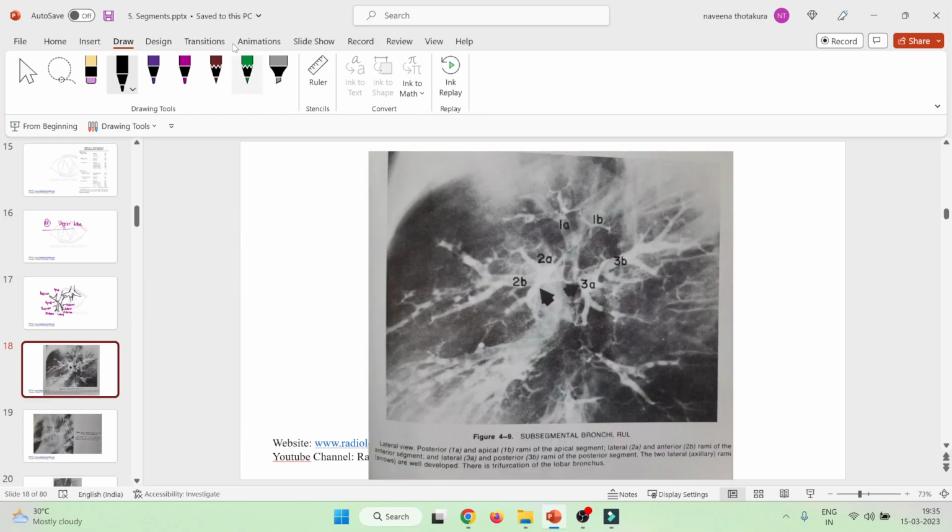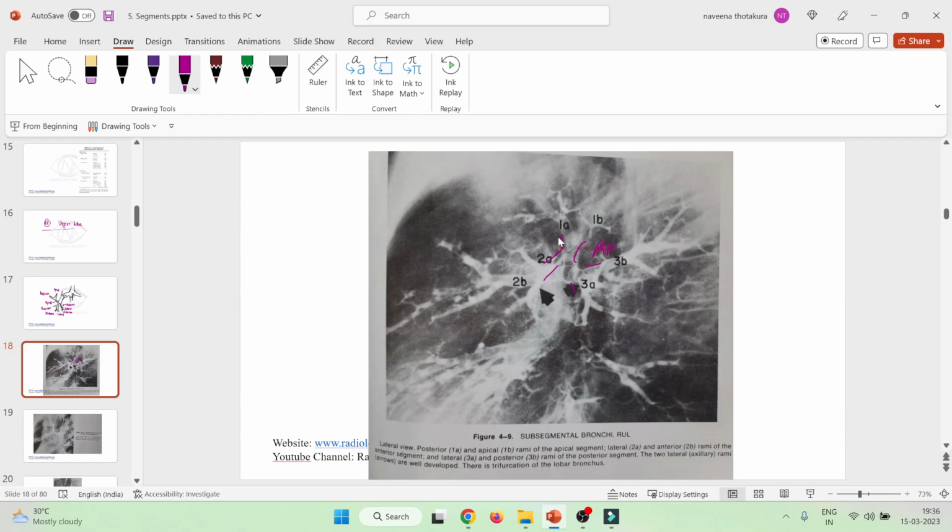So how are they seen? See, here in the subsegmental bronchi, this one is the apical segment. Okay, I'll draw with a good pen. This one is the apical segmental bronchus, which is supplying the apical segment. Then we have two. This two is the anterior segmental bronchus supplying the anterior segment. Then this three, which you are seeing here, is the posterior segmental bronchus supplying the posterior segment.